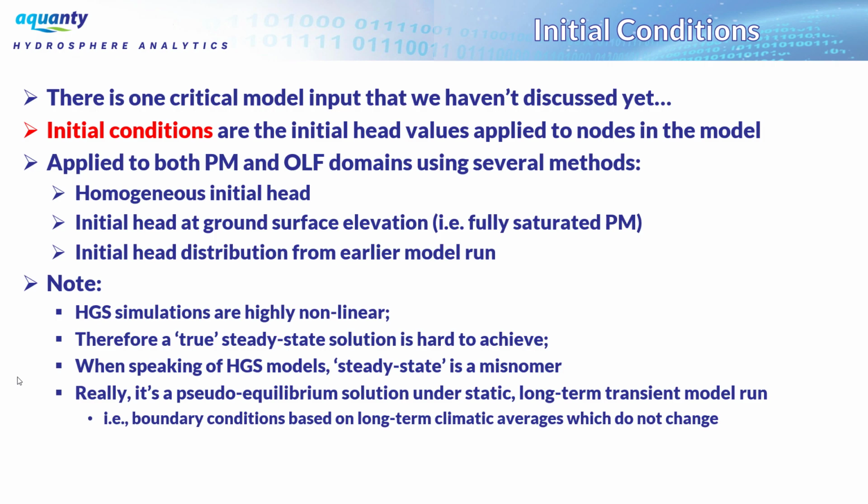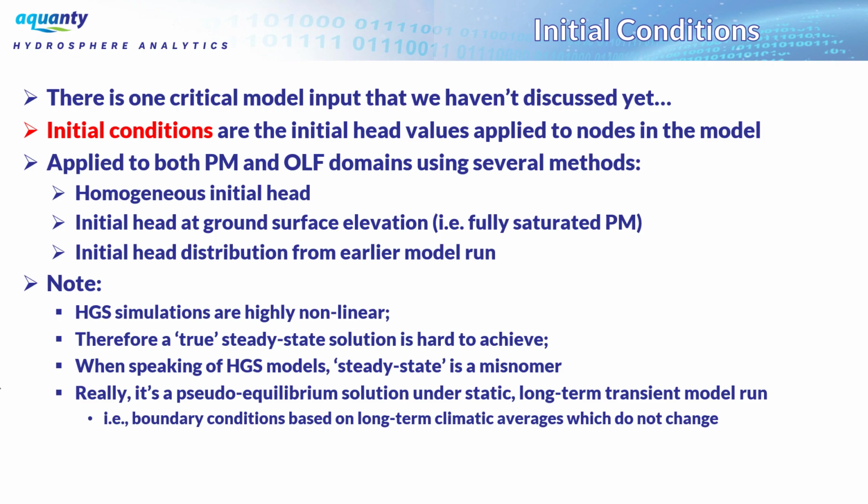In the next couple of slides, I'm going to be using the terms steady state and transient. I just want to quickly note that HGS simulations are very nonlinear, and they include flow processes at different time scales. Overland flow is a lot faster and flashier than groundwater flow. And so therefore, we don't actually recommend running HydroGeoSphere in steady state mode pretty much ever. Whenever we speak of steady state, it's not 100% accurate. It's a bit of a misnomer.